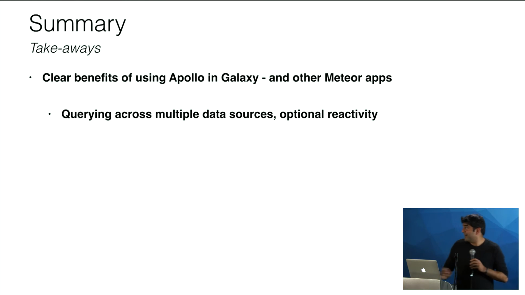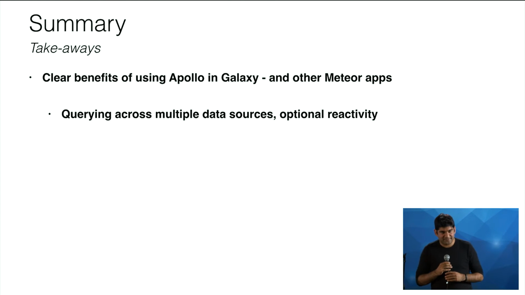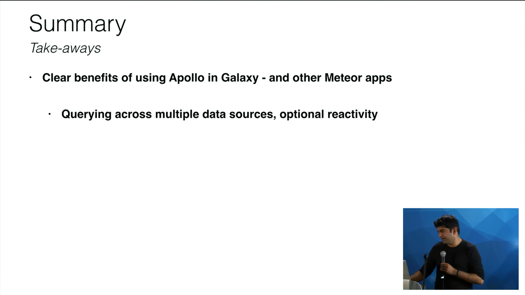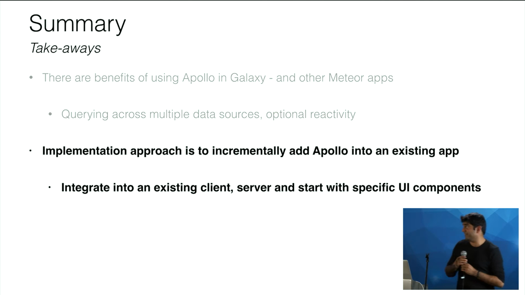And so in summary, as we looked at this, there were clear benefits to Galaxy and I believe to other Meteor applications of using Apollo, especially around being able to do a lot more with your data, because it's much simpler to write queries that span different data sources, complex queries as well. And then from a performance perspective, it's nice to have the option to have optional reactivity. So there are some things that benefit from being reactive, and some that don't need that constant CPU usage on the back end and the front end to do reactivity. And so that was a good benefit of why we looked at Apollo for those screens in Galaxy.